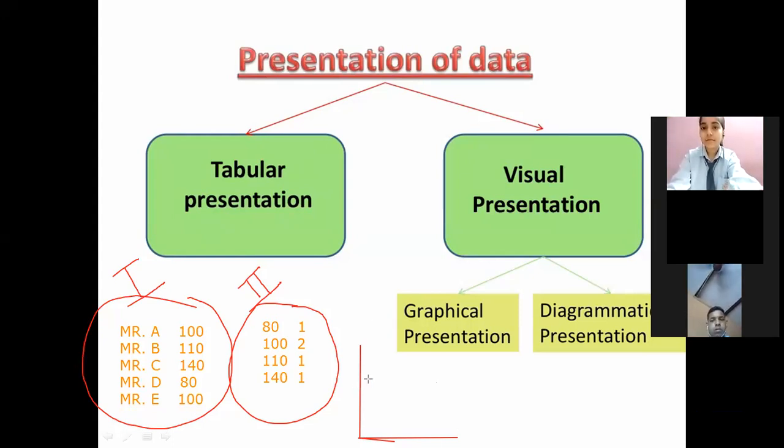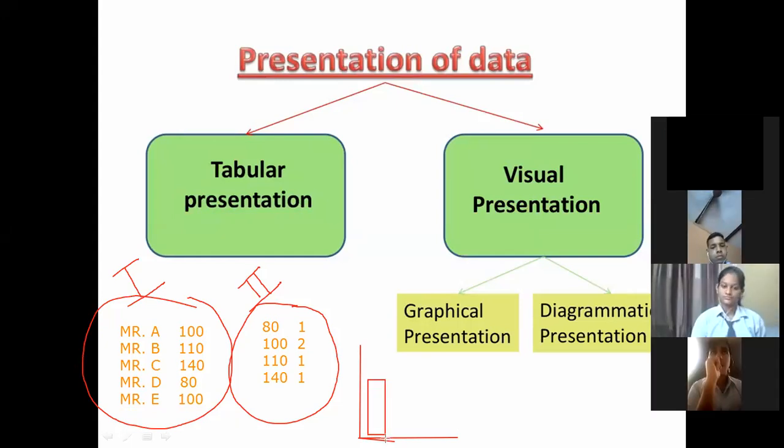How are you making the bar graph now? Pocket money on the x-axis, the pocket money 80 you are taking here. 80 is being taken by one student. Then again, 100 is for the two students, 110. So this way we'll make it.